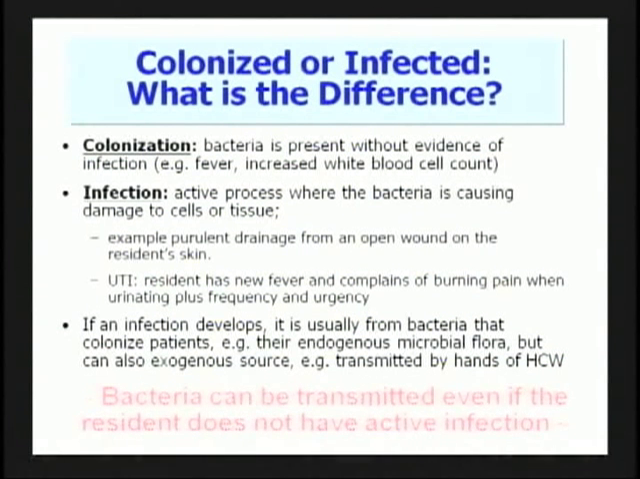Colonization means the bacteria is present without evidence of active infection. So it's just on the skin, with no active redness, irritation, swelling, or breaks in the skin where there may be drainage. That would be an example of colonization. Infection, on the other hand, indicates a real active infection is ongoing. That's where the bacteria has gotten into the tissue and is actually replicating, causing damage to cells and tissue itself. A good example would be a resident who has a break in the skin and there's purulent drainage from that skin cut; then potentially that would represent an active infection, not colonization.